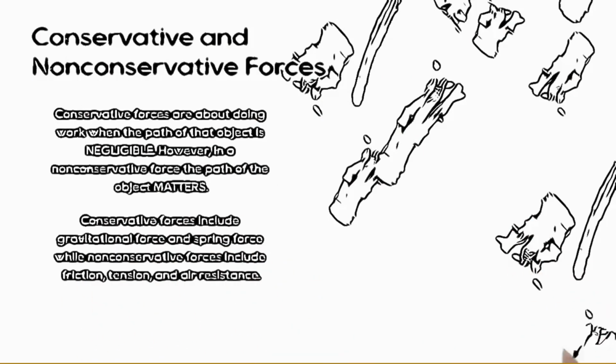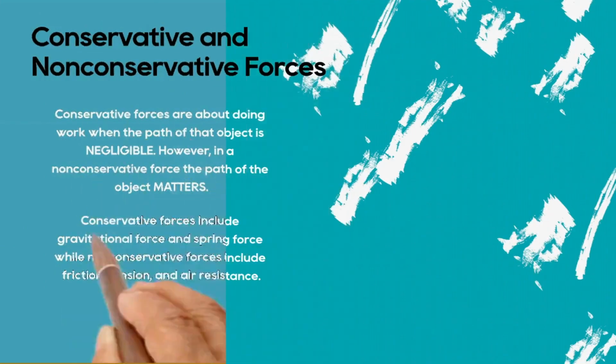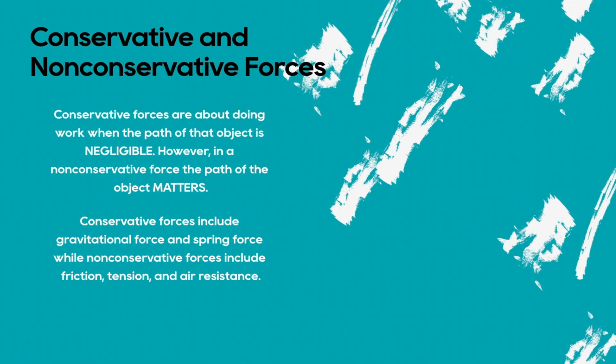Now conservative and non-conservative forces. A conservative force is about doing work when the path of the object is negligible. However, for a non-conservative force, the path of the object matters. This means that the path of the object will affect the work done. Conservative forces include the gravitational force, which does not depend on the path, and the spring force, while non-conservative forces include friction, tension, and air resistance.